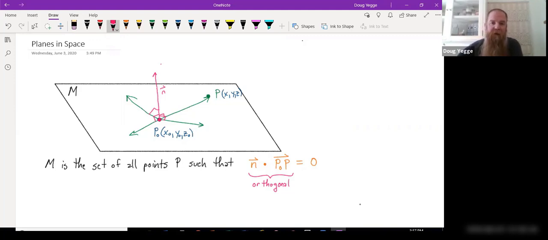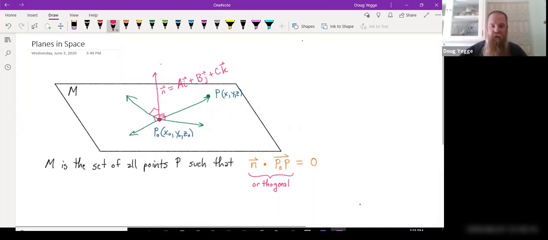So let's label n as being the vector ai plus bj plus ck. So let's just say that we have a normal vector. I don't know what that normal vector is, but any normal vector would do. And flash forward, how about the cross product? We're going to be able to use a cross product oftentimes in order to find a normal vector, but sometimes we'll be given a normal vector that's normal to the plane. And so at this point, let's just set up that equation.